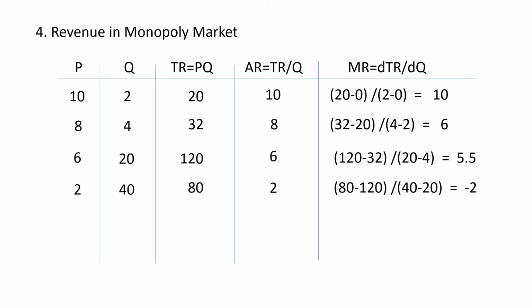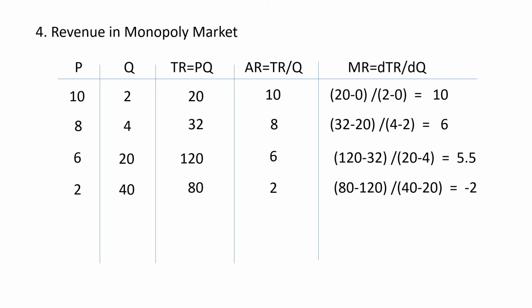This is 10. Then when you lower the price to 8 baht, the Q is increasing from 2 to 4, and you will find that you have more revenue, from 20 to 32. The AR decreases from 10 to 8, and the MR decreases from 10 to 6. And last, if the firm lowers the price to 2 baht, it attracts a lot of customers, and it can sell 40 pieces of product.